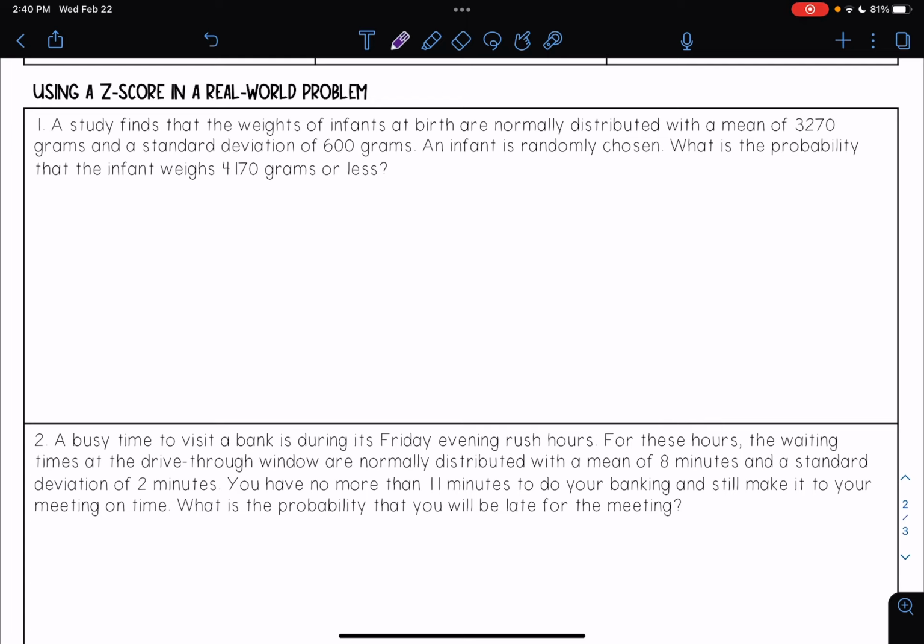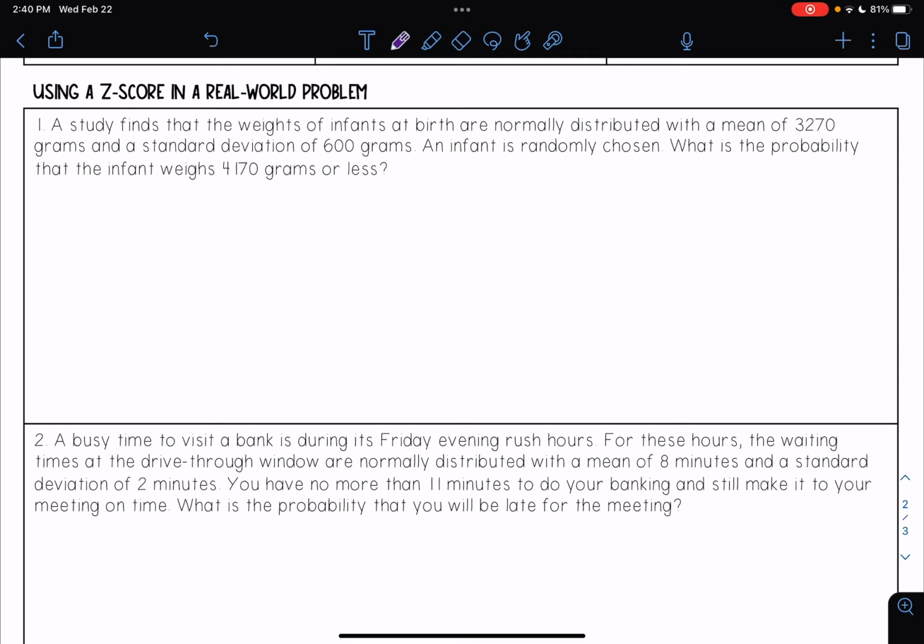Number one says, a study finds that the weights of infants at birth are normally distributed with a mean of 3,270 grams and a standard deviation of 600 grams. An infant is randomly chosen. What is the probability that the infant weighs 4,170 grams or less?